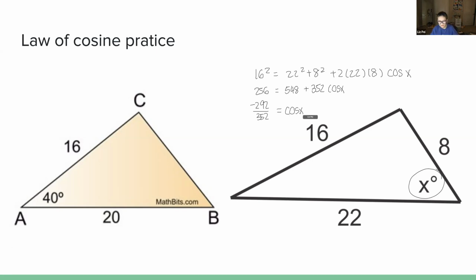And this is an inverse function. So when you're using your calculator, I don't know if you guys have this, but click the second button and then do the inverse of cosine and then put in your number, which is negative 292 over 352.